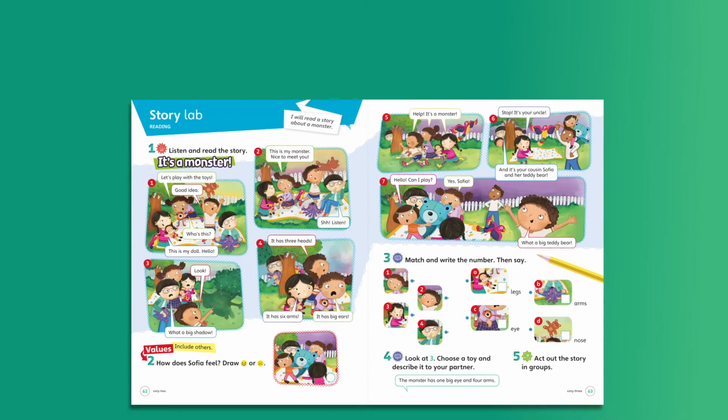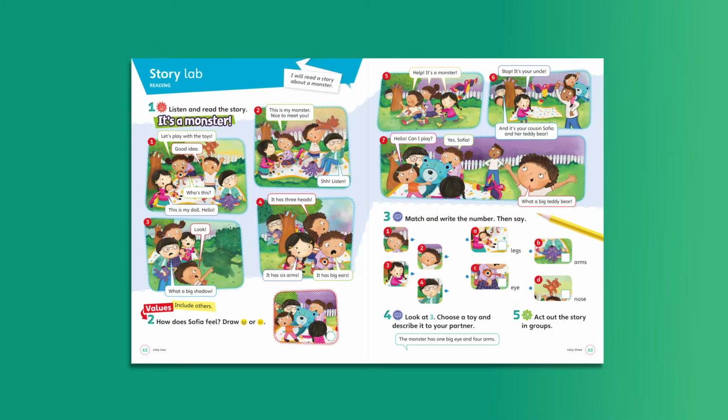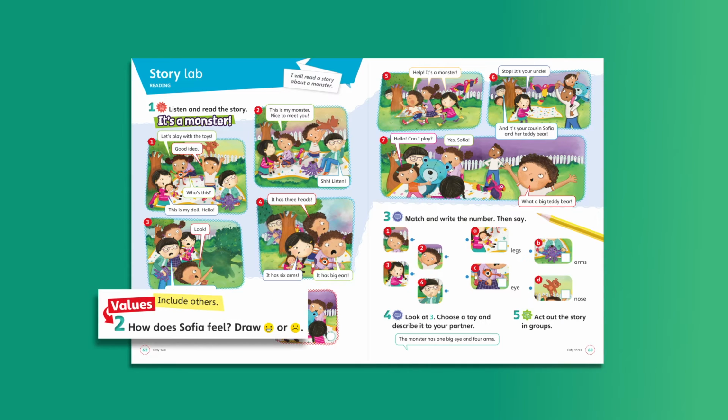Every unit contains an engaging story, which students read and listen to at the same time. Students practice key vocabulary and grammar as they read and listen to the stories. At the end, students act out the story to improve spoken language. The stories focus on values and encourage students to reflect on actions, allowing for social and emotional learning.